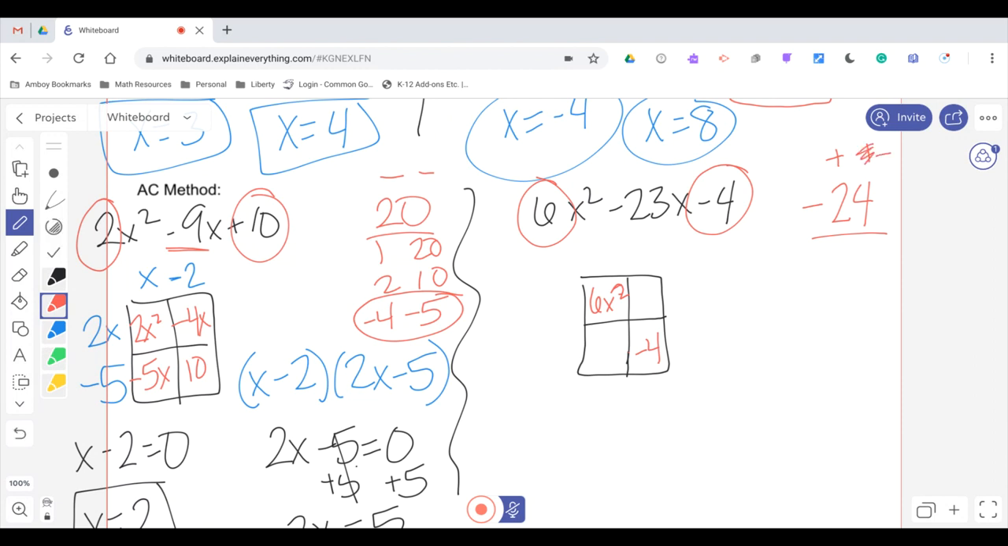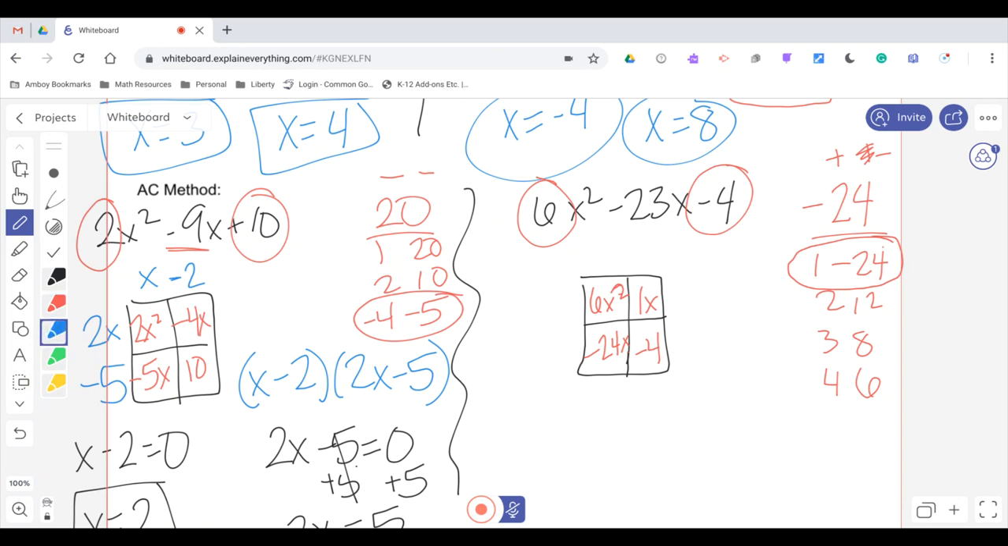So there's 1 and 24, 2 and 12, 3 and 8, and 4 and 6. And the combination, if one of them is negative, so it's more about which one's going to subtract to give me 23, would be 1 and 24. And since it's a negative 23, I want the 24 to be negative. So I'm going to have negative 24x and 1x.